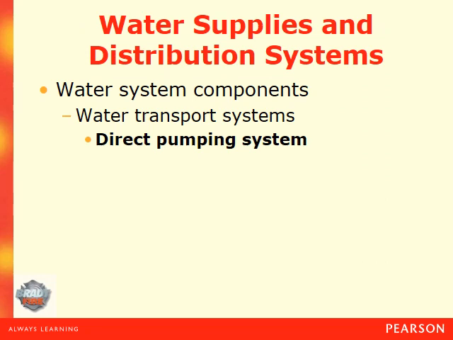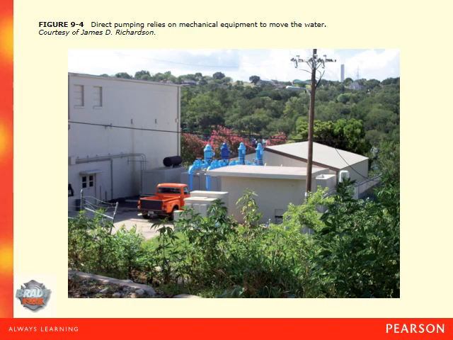The other type of system is a direct pumping system. In the direct pumping system, the water is treated at a processing plant and then the system is pressurized through a series of high-powered turbine pumps that move the water from the plant into the distribution system and on throughout the grid to the end user.